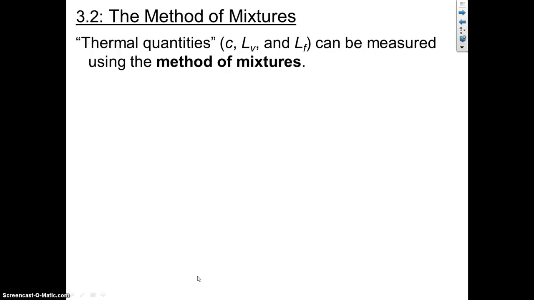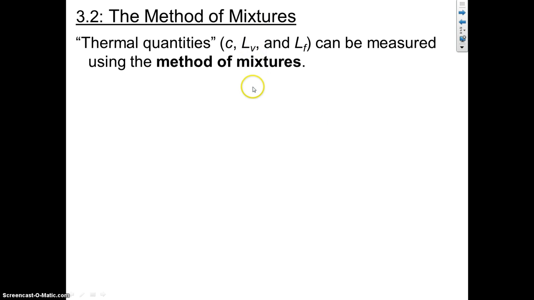So we have these thermal quantities. We have specific heat, latent heat of vaporization, and latent heat of fusion. And specific heat, we know, is defined as the amount of heat required to raise the temperature of 1 kilogram of a substance by 1 degree Celsius. So this applies to temperature changes which occur only within a single fixed state or phase.